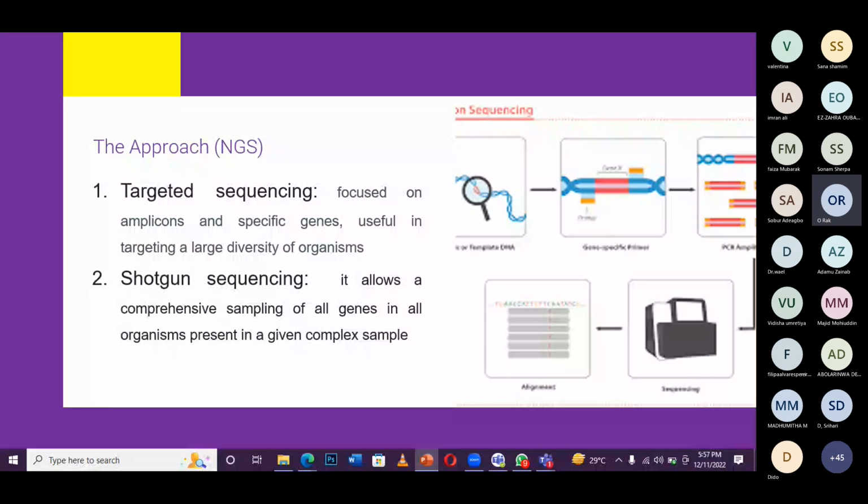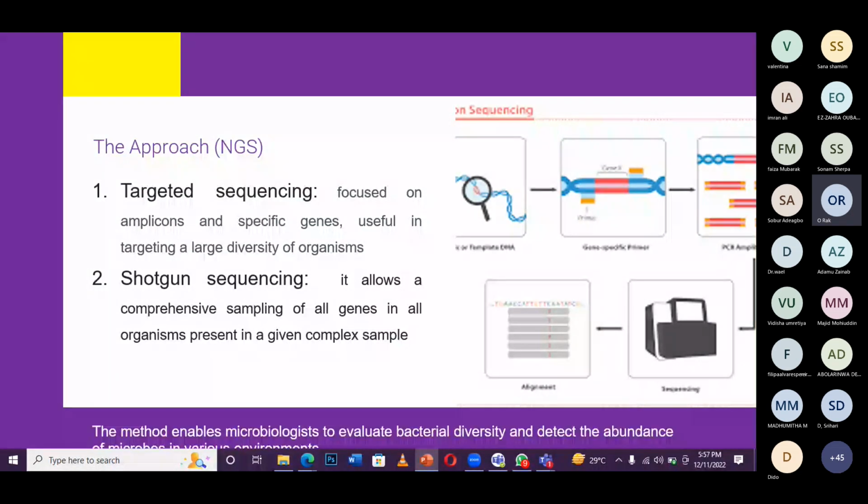Then we have the approaches, which include target sequencing and shotgun sequencing. Target sequencing is focused on amplicons and specific genes useful in targeting a large diversity of organisms. Remember that. Pathogenomics focuses on the entire genomic structure of a specific organism, maybe E. coli. But in metagenomics, you find different strains of E. coli, different strains of Staphylococcus aureus, and different kinds of organisms, not just bacteria but also viruses.